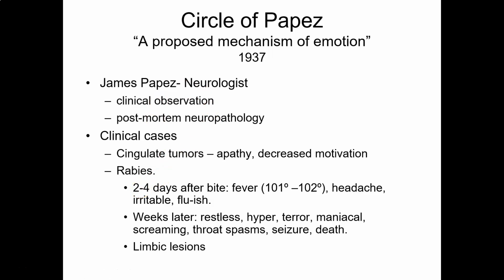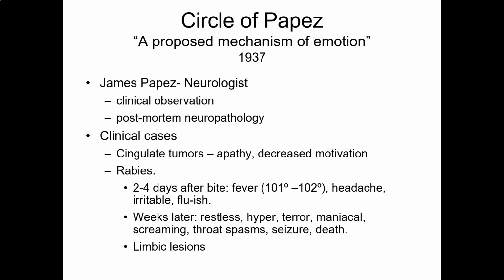Generally what we will tend to find with rabies, if you are bitten by a rabid animal like a bat, about 2 to 4 days after the bite, if it's left untreated, you will develop a fever, usually about 101 to 102 degrees, a headache, and you'll feel pretty irritable, fluish, low energy. Later, you will feel restless, hyperactive, feeling terror, possibly acting maniacal, screaming, with throat spasm, seizure, and death. And this is what Papez observed. In addition, you do actually observe small lesions in the temporal lobes and the hippocampus.